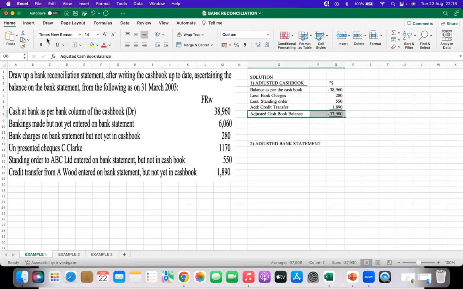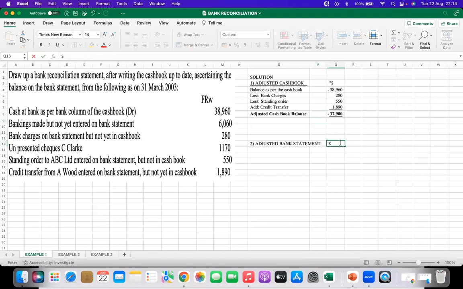37,900 negative. So this 37,900 negative is what will go to the bank statement. It will be the starting point of the bank statement. Now, number two, we go to our bank statement. We start with our closing figure here. That closing figure is what we start with: balance as per the adjusted cash book. That is the figure we bring there, negative 38,900.